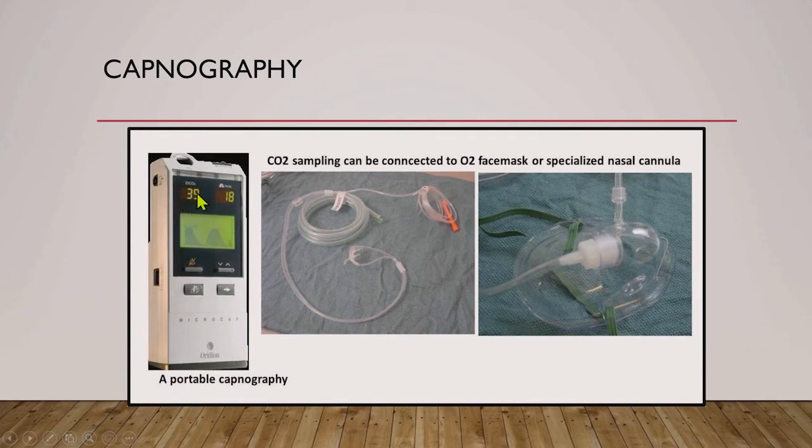This is showing the end-tidal CO2 reading, which is in millimeters of mercury. This is the respiratory rate, and this is the capnography diagram you get. If the patient is on a nasal cannula, it can be connected to this sampling line of the capnography. If the patient is on a simple face mask, it can also be connected to the sampling line like this.